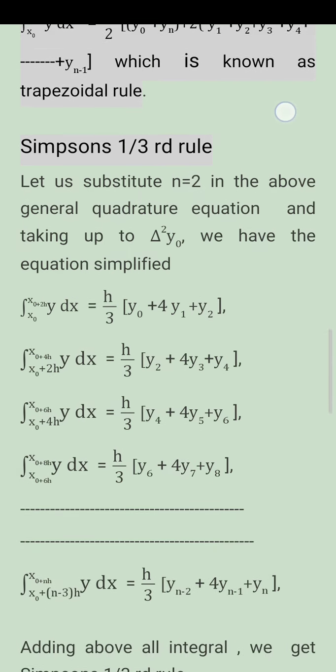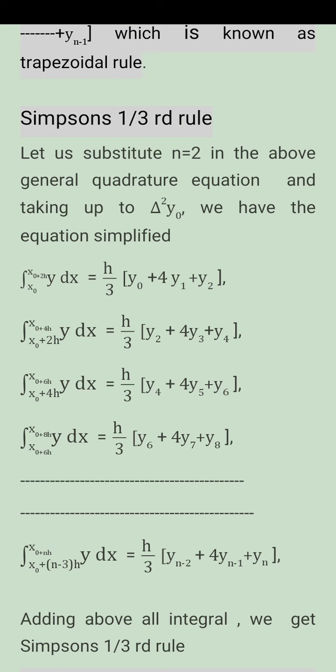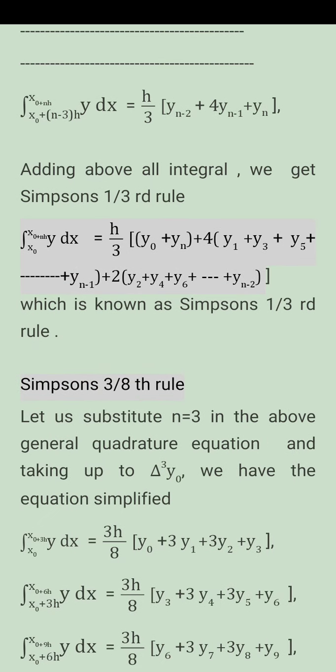Now we move to Simpson's 1/3 rule. Here we substitute n is equal to 2, taking up to delta square y naught. Then we get a simplified equation from the general quadrature equation: the integral from x naught to x naught plus 2h of y dx is equal to h by 3 into y naught plus 4y1 plus y2, and similarly adding 2h on both sides, we get h by 3 into y2 plus 4y3 plus y4, and so on. Finally we get the equation h by 3 into y n minus 2 plus 4y n minus 1 plus yn. Adding all the above integrals, we get Simpson's 1/3 rule. The equation is given like this.